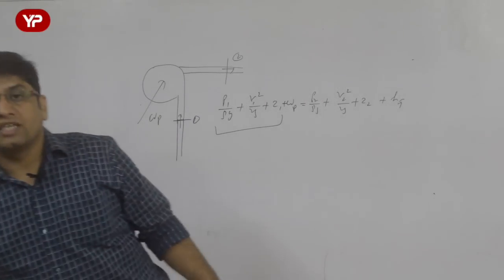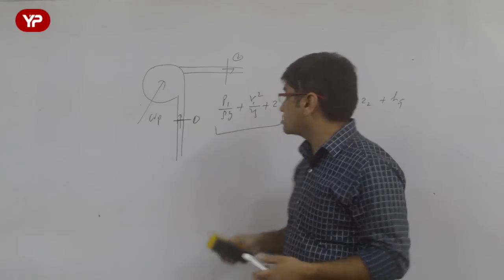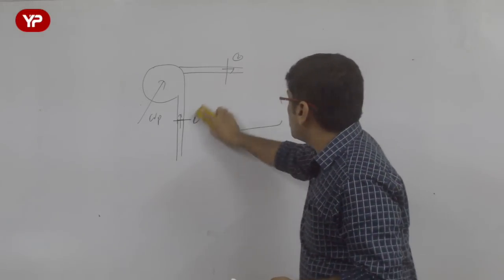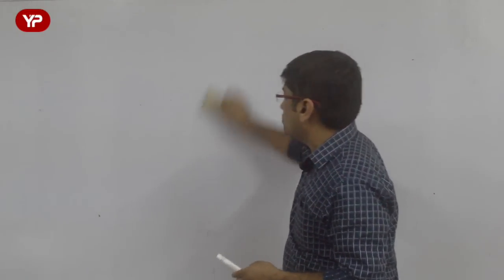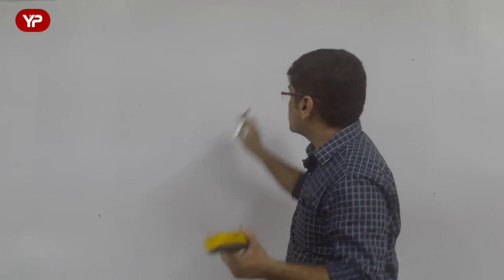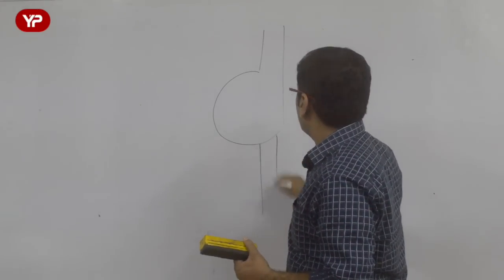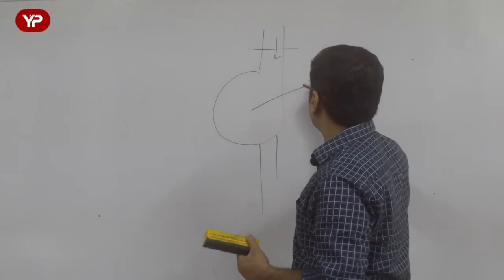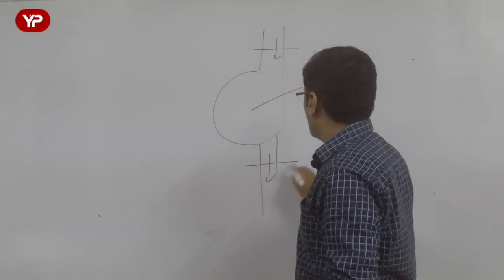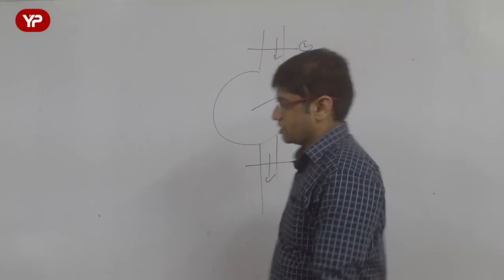Now the turbine is the device which is the reverse of a pump. That means a turbine is used to extract work from the fluid flow. Let me give you a diagram of the turbine also. Let us say there is a turbine, the fluid enters here, the turbine does some work, and then the fluid goes out here. Section 1, section 2, turbine work.